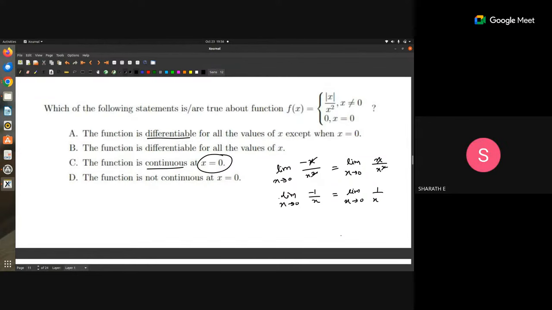We have to apply the differentiability definition: f of 0 plus h minus f of 0 divided by h. In that form, one will be plus infinity and the other will be minus infinity, so the limit won't exist at x equal to 0. Here also you can see, if you put 0, one goes to minus infinity and the other to plus infinity. It is not continuous. Both these numbers are not the same. Okay, this is correct.